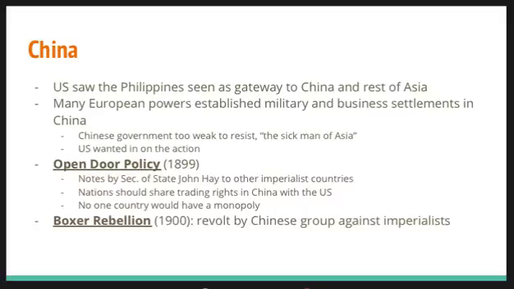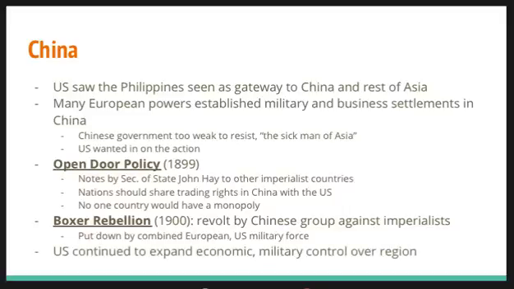One group, known as the Boxers, led a rebellion in 1900, and they fought back against the imperialists. It was eventually put down by a combination European and U.S. military force, and the United States continued to expand their economic and military control over the region.